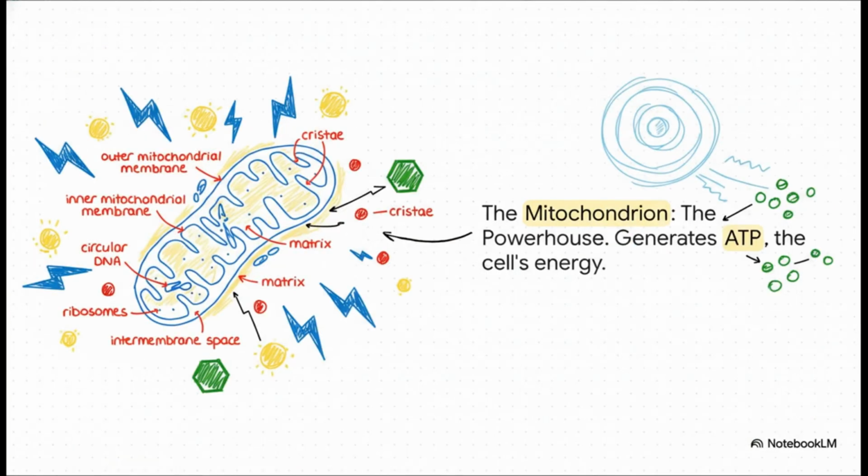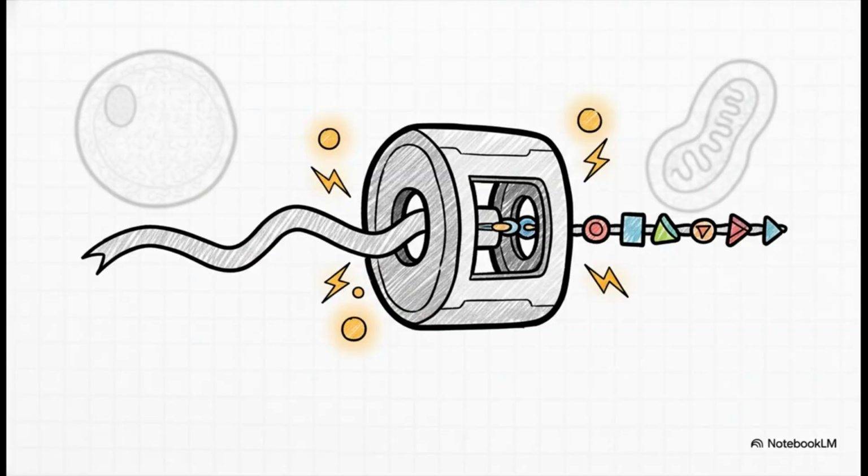Okay, next stop, the power plant. This is the mitochondria, and these things are absolutely essential. They take the fuel from the food you eat and they turn it into a molecule called ATP. Think of ATP as the cash that powers everything in the factory. Literally everything. No ATP, no work gets done. The lights go out.